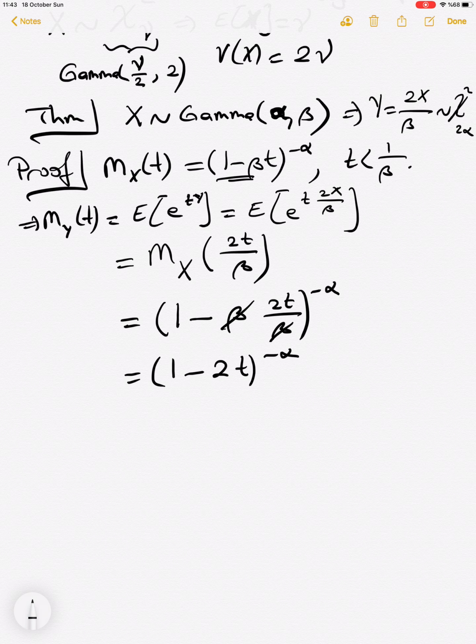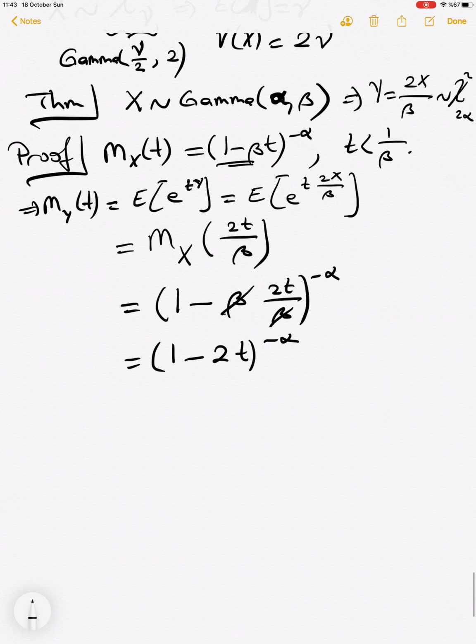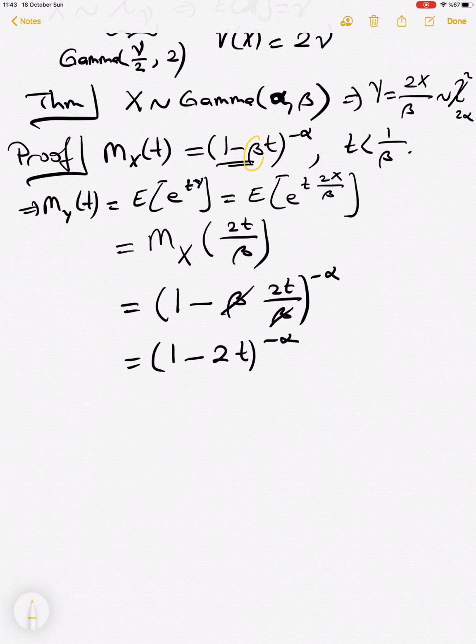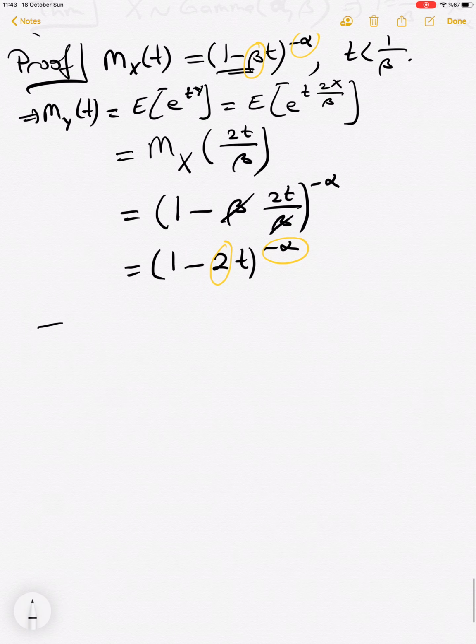This beta term goes out and we have 1 minus 2t to the power minus alpha. Now this is the beta parameter, so the same form. Instead of beta we have 2, and we have minus alpha. The only change is in the beta parameter, so it has the same form. So let me write it this way: the range of t should be t less than 1 over 2 after the transformation.